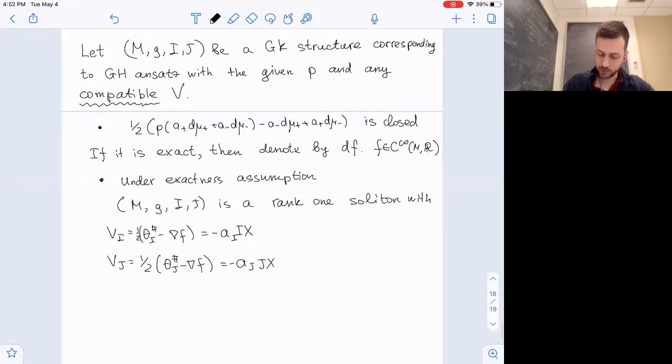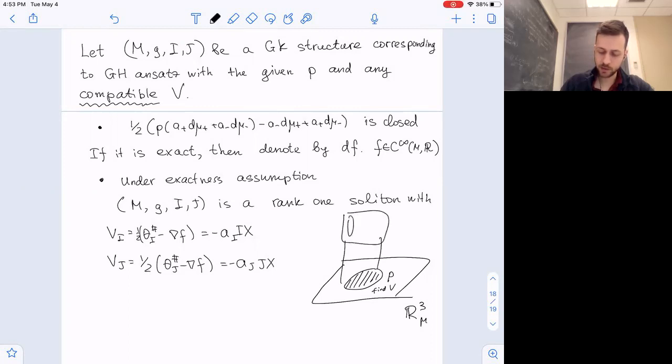So the picture goes as follows. You start with R3. With these mu coordinates, you maybe take some patch on which you consider the prescribed function P, and you solve the elliptic equation. So you find also the function V. Then over this patch, you will have a principal S1 bundle. And on this S1 bundle will be a rank 1 soliton.